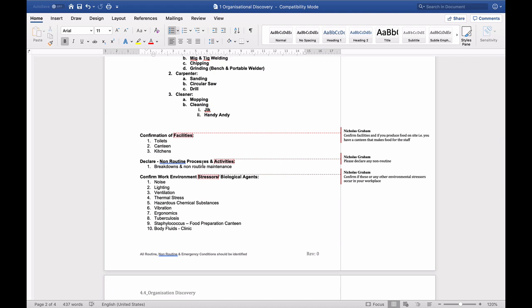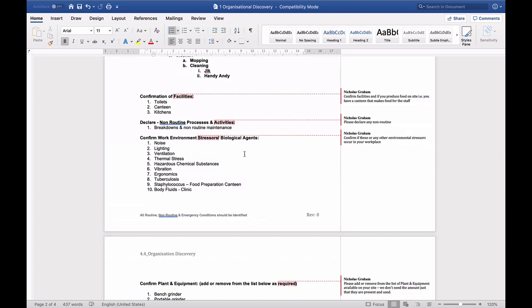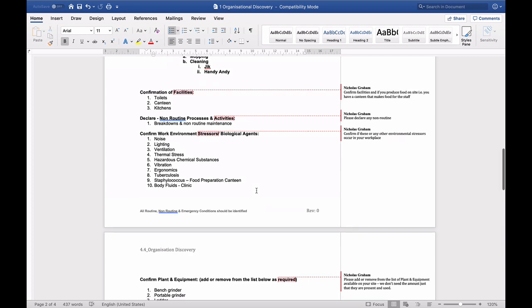We ask the client to confirm any non-routine activities such as breakdowns and things that they would do on a non-routine fashion. We then confirm what some of the work environment stresses and biological agents could be on the site, so noise, lighting, ventilation, thermal stress, hazardous chemical substances, vibration, ergonomics, possible exposure to tuberculosis, staphylococcus in food preparation areas, or body fluids in the clinic. This is obviously all important from an occupational health and hygiene perspective.